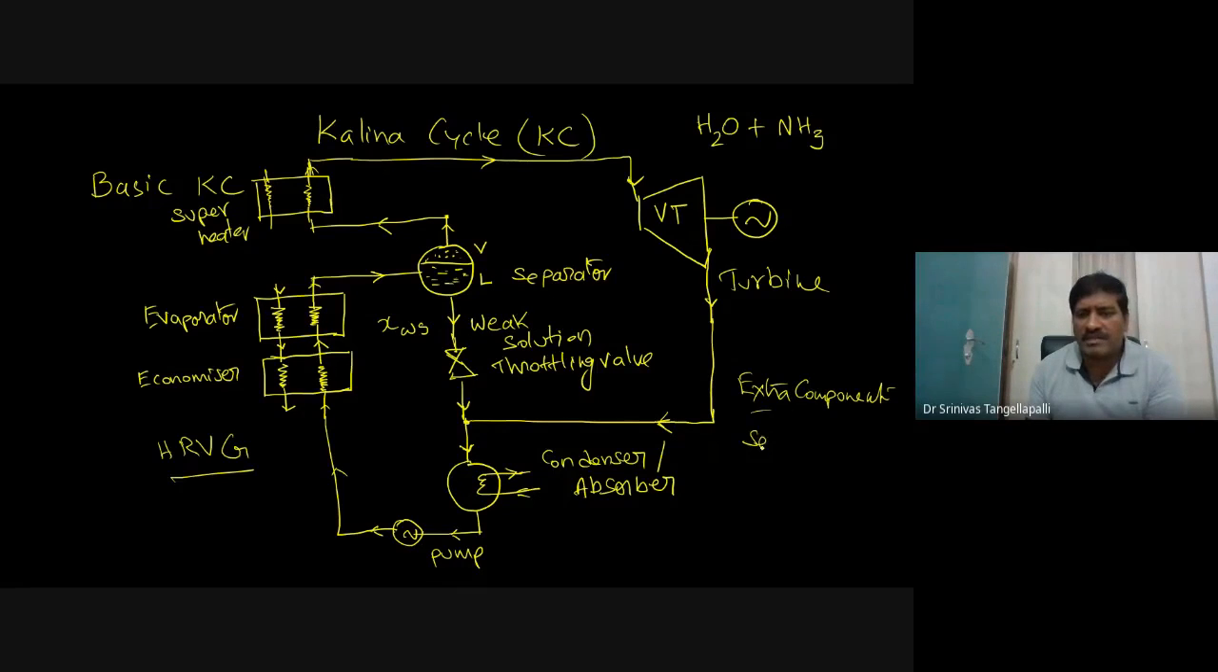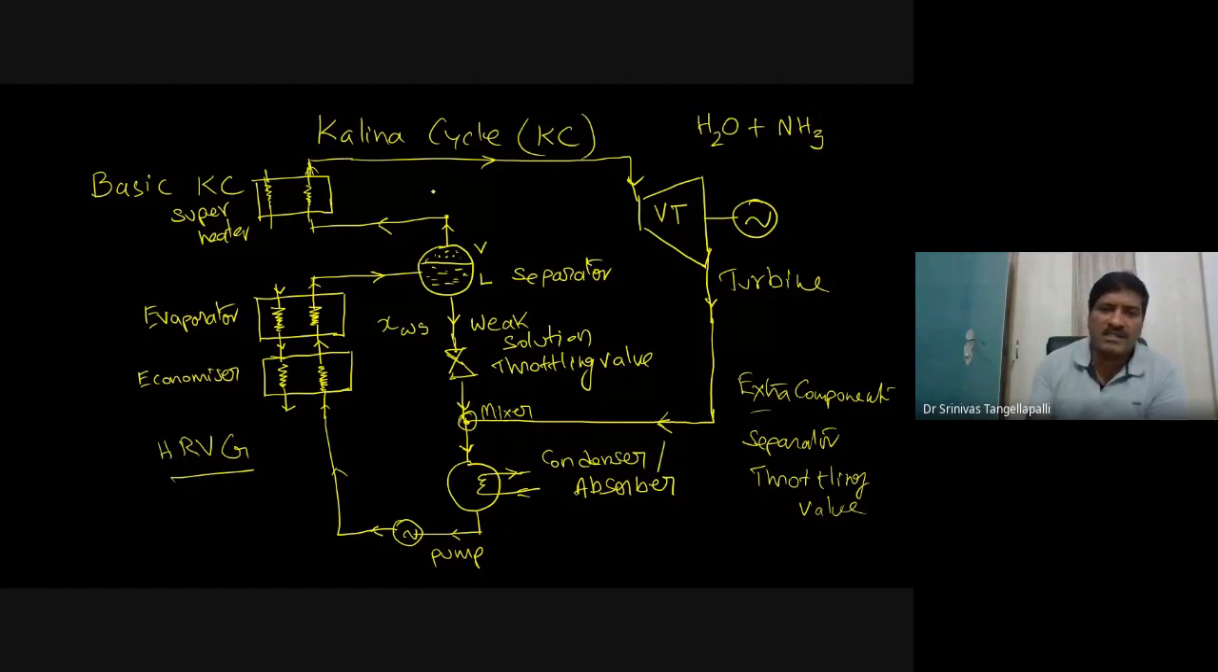The first one is the separator and the throttling device. So this separator and throttling valve are extra components, and this is a mixer also. Actually, the mixer is not a component; this is absorption at the inlet of the condenser. So this setup is an extra setup compared to the Rankine cycle system.